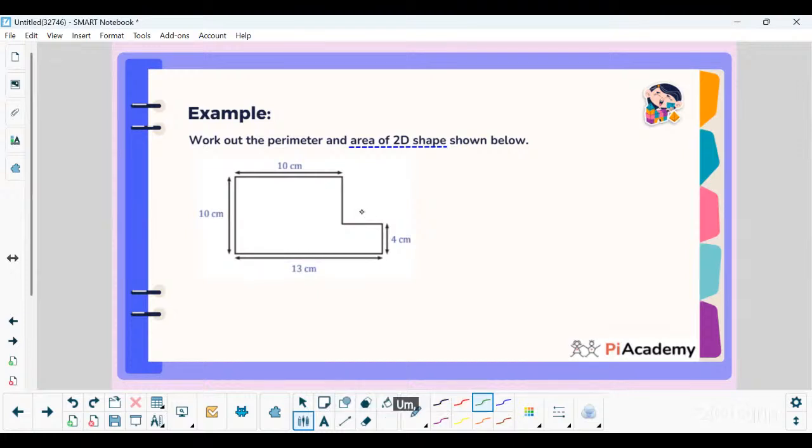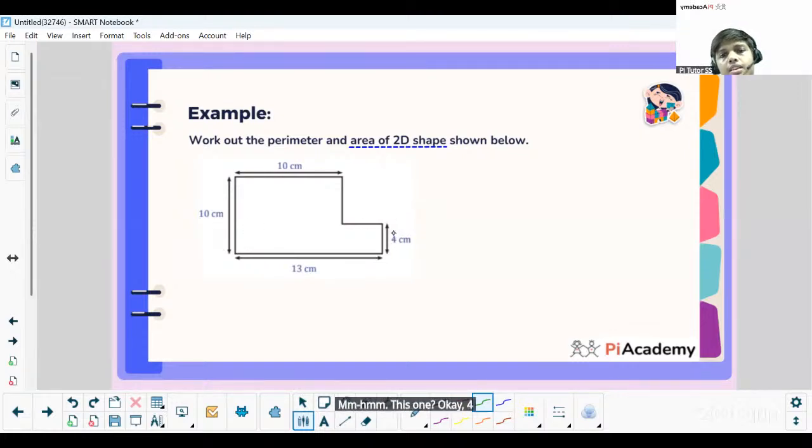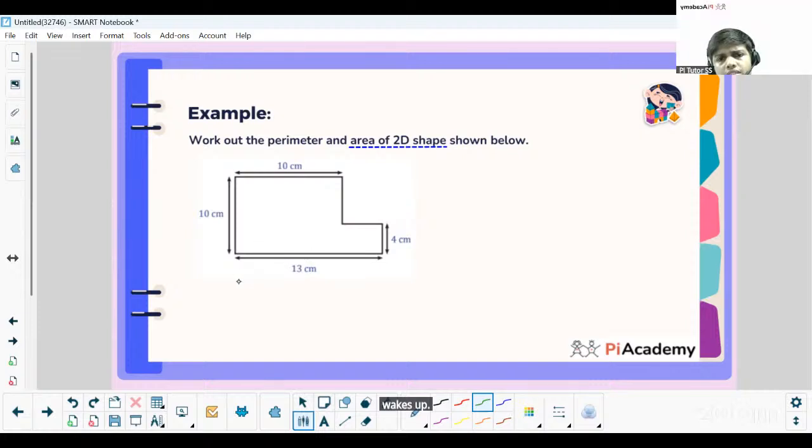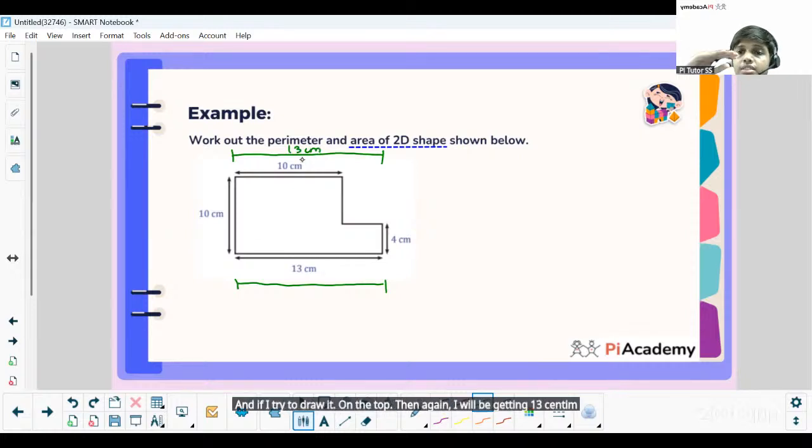You basically cut the side of here, the 4, right? But wait, think about this. Here you are having 13 centimeter, right? And if I try to draw it on the top, then again I will be getting 13 centimeter for the top edge. Now look at this. We have only covered it till 10 centimeter. So what do you think? What should be the length of this side?